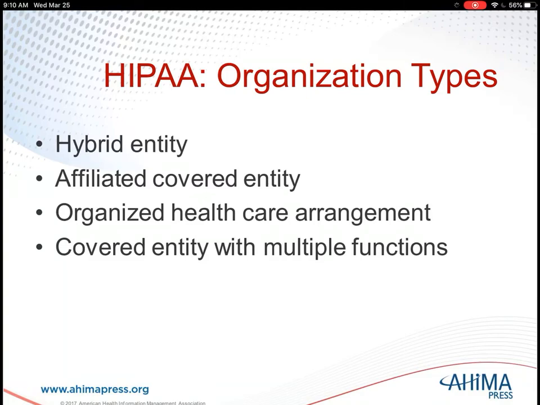All right, next, affiliated covered entity. This refers to legally separate covered entities affiliated by common ownership or control. Now, for purposes of the privacy rule, these legally separate entities may refer to themselves as a single covered entity. So let's think about that for a second. It said legally separate covered entities affiliated by common ownership or control. So who could that be?